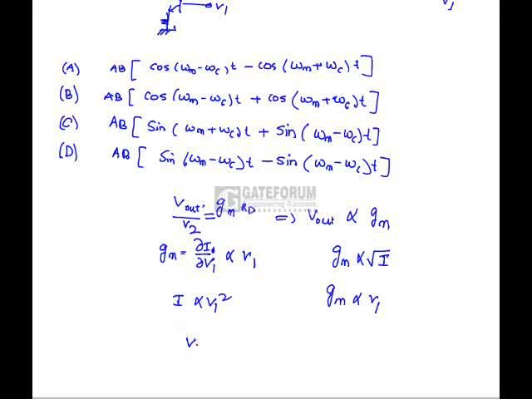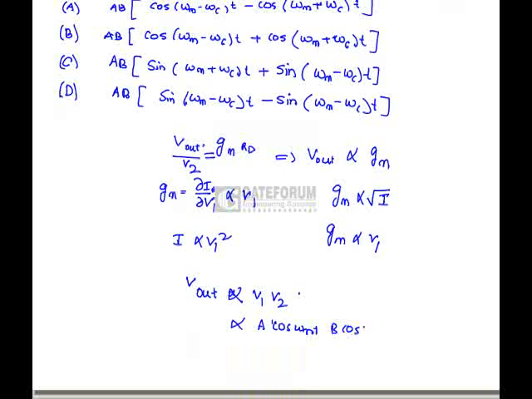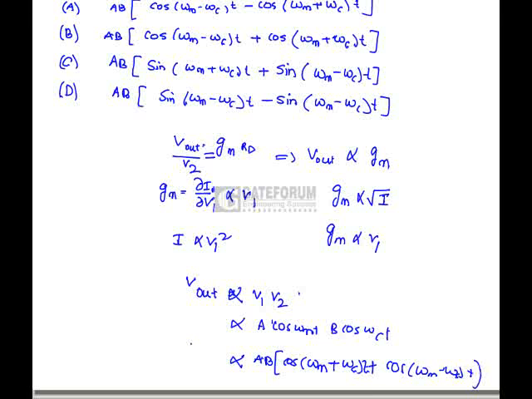So now we have to find out V out. V out is proportional to V1 V2, which is nothing but A cos omega mt times B cos omega ct, which is proportional to AB times cos of (omega m plus omega c)t plus cos of (omega m minus omega c)t. Hence option B is correct.